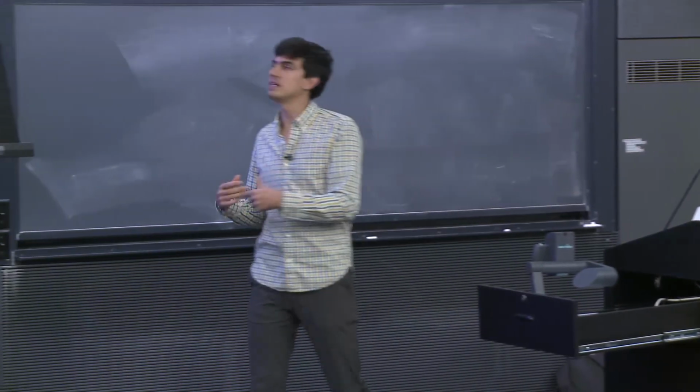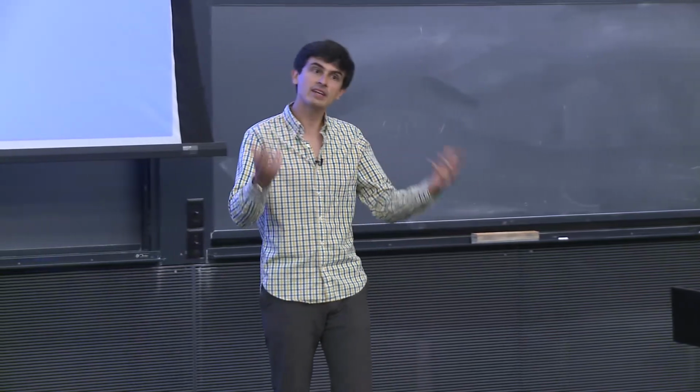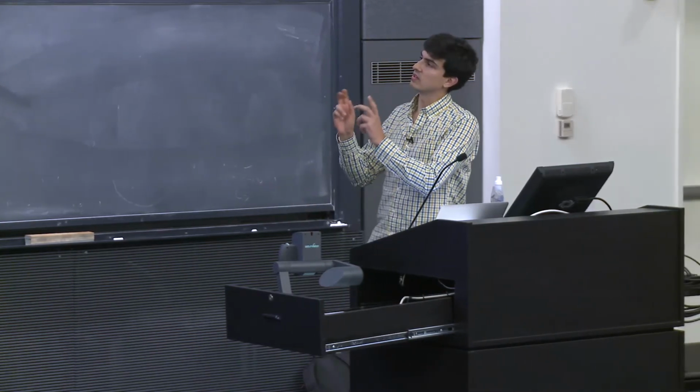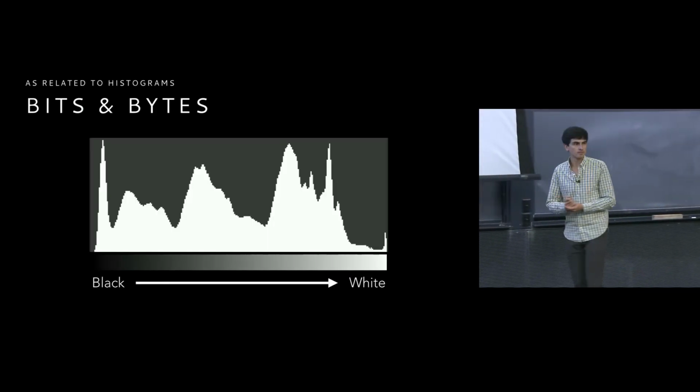The answer is 1. Just 1 byte. Because 1 byte is 8 bits. And because every bit is either a 0 or a 1, if you have 8 of them, you're essentially taking 2 times 2 times 2 times 2, 8 times. So 2 to the 8th, that is in fact 256 unique numbers that we can actually then count in our luminance histogram.